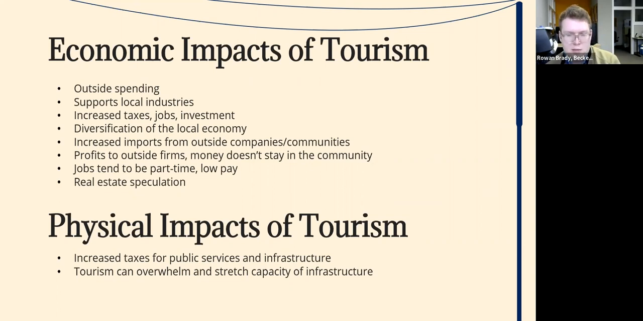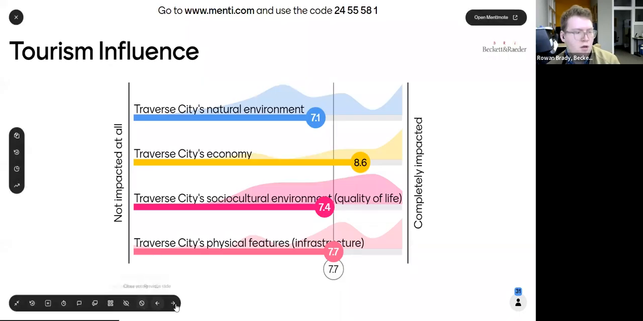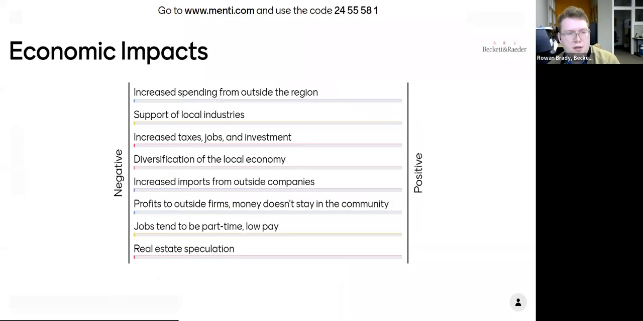So Sarah, if you want to switch back to Mentimeter real quick. And so our next slide is asking you to think through the economic impacts of tourism and identify if these impacts are negatively impacting Traverse City, with 0 being negative, 1 neutrally impacting Traverse City, or positively impacting Traverse City being a 2. So 0 negative, 1 neutral, 2 positive. Feel free to answer one, a couple, or all. We'll give everyone a minute to indicate their position on all of these factors.